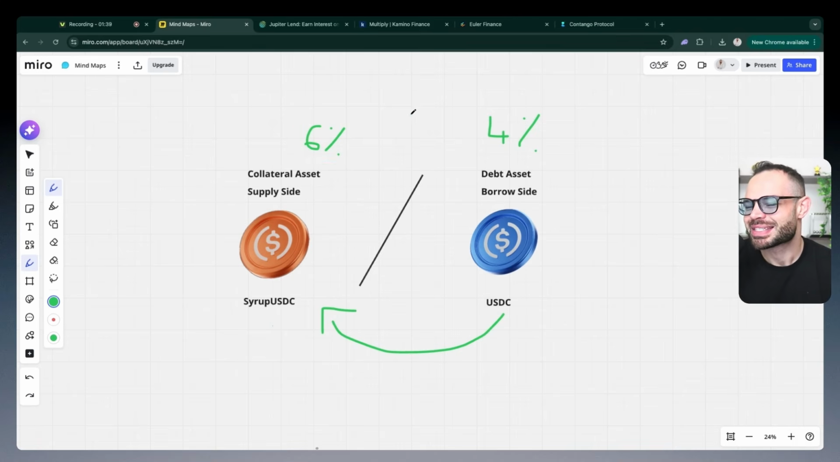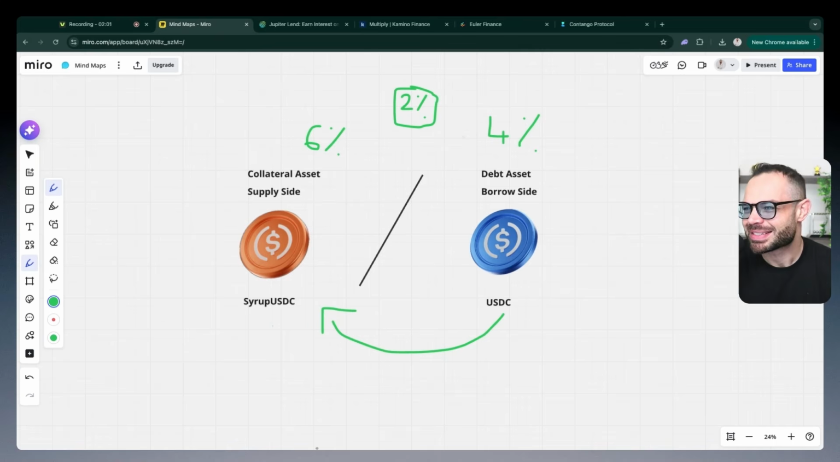So we can clearly see there is a 2% delta, or difference, between the 6% we're earning on the supply side versus the 4% we're paying on the borrow side. And that is the delta that we are looping up, or multiplying our exposure to. This is the crux of the stablecoin looping strategy.